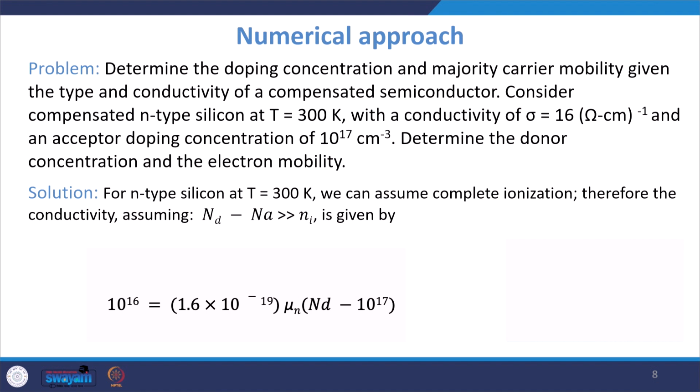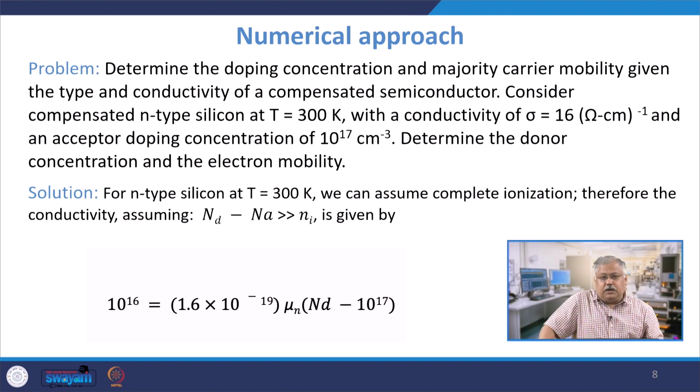So the question is that you are told to determine the doping concentration and the majority carrier mobility for a compensated semiconductor, right? Compensated. So it's basically a compensated n-type semiconductor, which means that I had initially some dopant species, I had added acceptor ion concentration, but it is still remaining n-type silicon at 300 Kelvin.